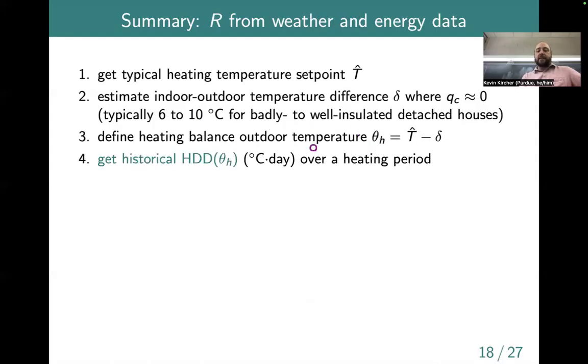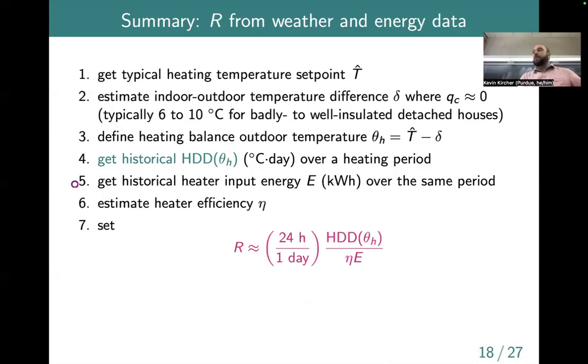Okay, and then we define this thing, theta H, which we call the heating balance outdoor temperature, as just the indoor temperature minus that delta. We download the heating degree day or heating degree hour data, and this is a link. And I think there's a quick calculation on next week's homework, where you will use this link, download some data, and do some of these calculations yourself.